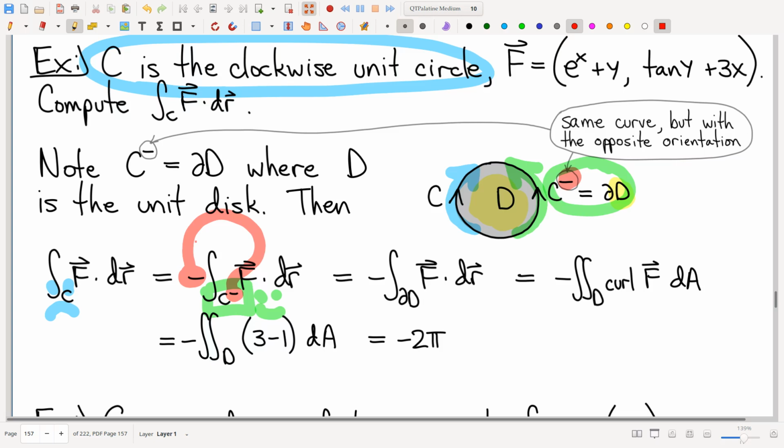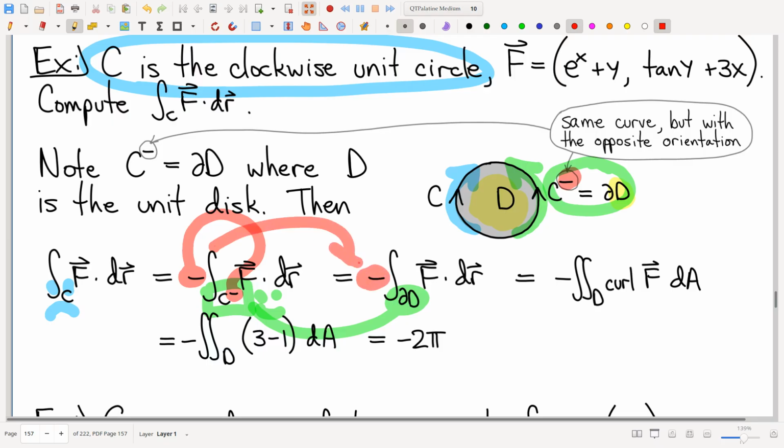So we were asked about the clockwise oriented unit circle. We threw in a minus sign and say, I like the counterclockwise oriented unit circle better. The counterclockwise oriented unit circle is literally a boundary, straight up, no asterisk, orientation and all. That counterclockwise oriented unit circle is a boundary. Don't forget the minus sign.